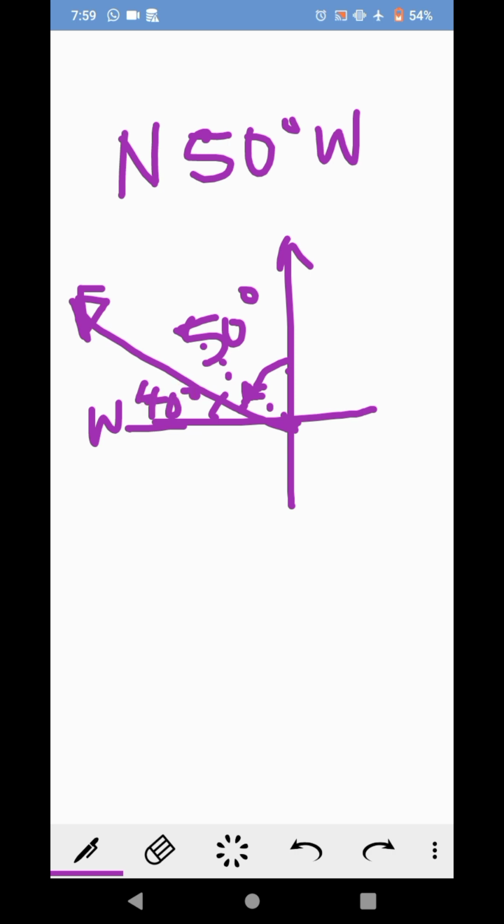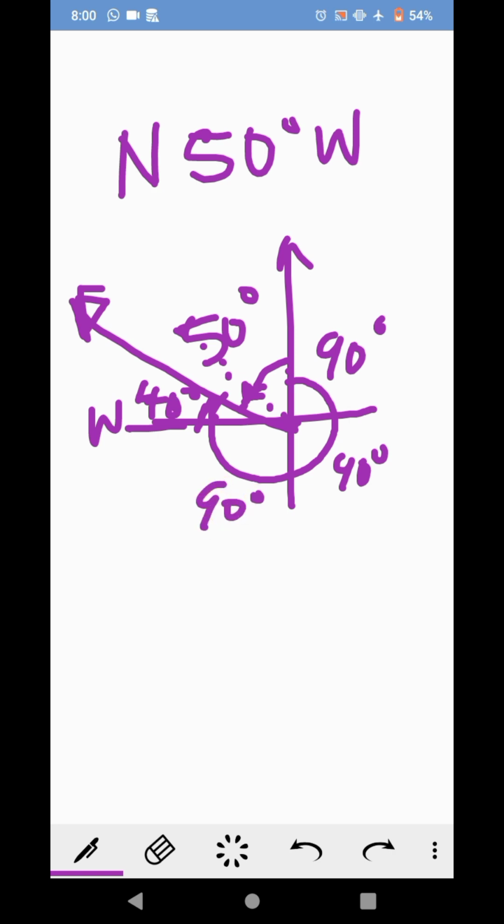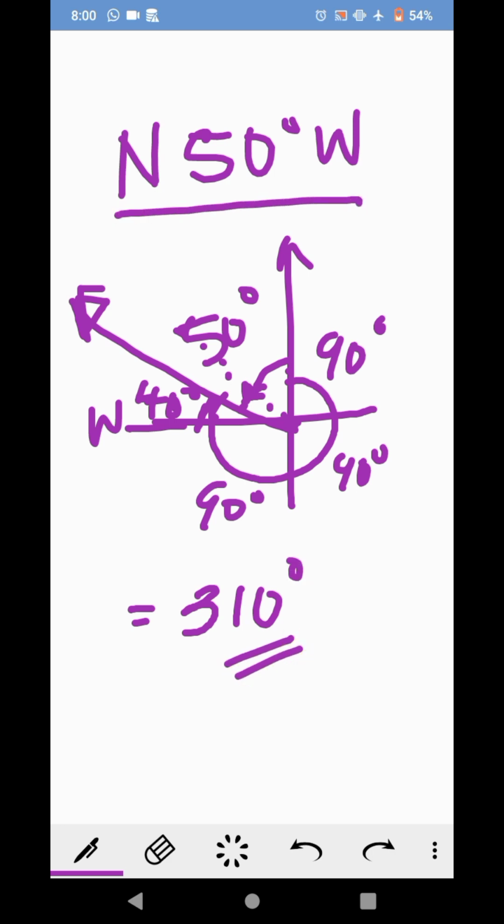So the 3-digit bearing will be moving from the north and touching that line. And if you figure it out, this place will be 90. 90 plus 90, here is also 90, that's 270, plus 40, that will be 310 degrees. So that's the equivalent value of the compass bearing in 3-digit form. I don't know whether you still need more clarification, but let me solve one last example.